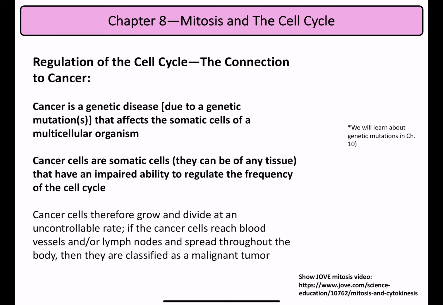So a cancer cell is one of your own somatic cells. It can be of any tissue that has accumulated one or more mutations that have affected one of your key essential proteins whose job is to regulate the pace and the frequency of the cell cycle and cell division.